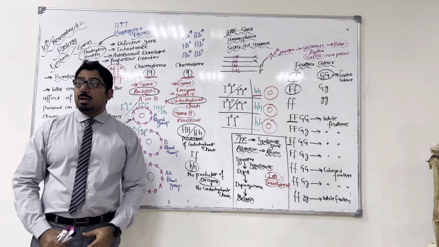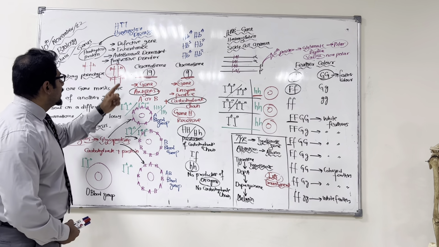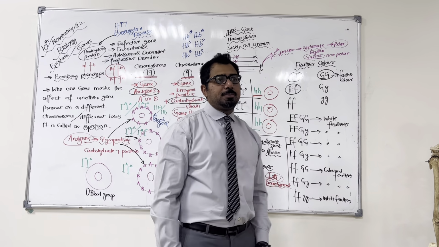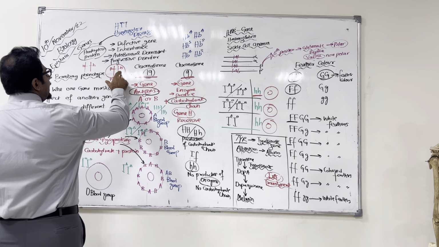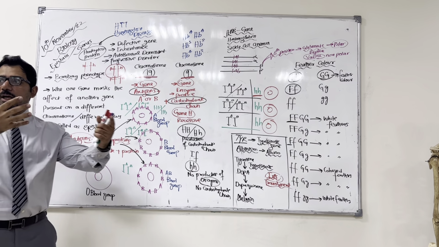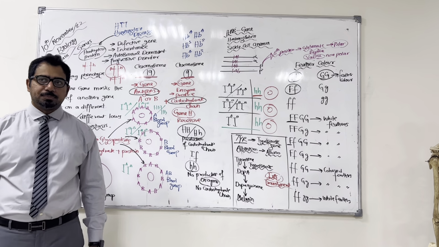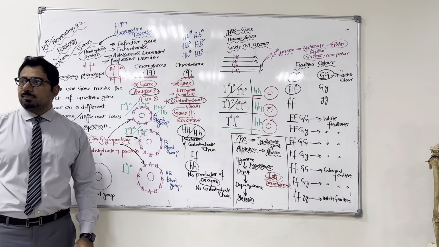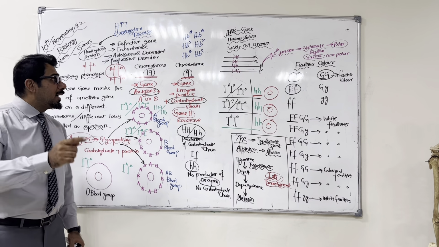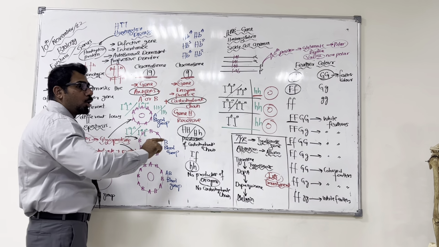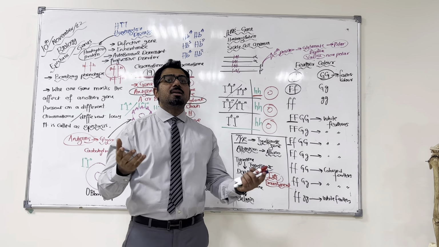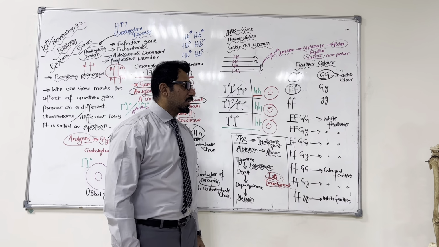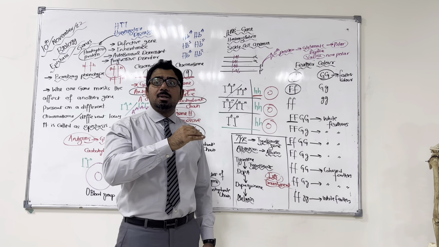But let's suppose the father is heterozygous. Then the chances become 50%. If the normal allele goes into the offspring, the offspring will be normal, because the man married a normal woman. But if the dominant allele goes into the offspring, then the offspring will have Huntington's disease. Right? Now, this is one example.